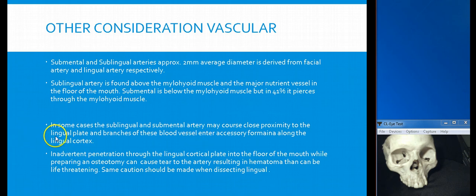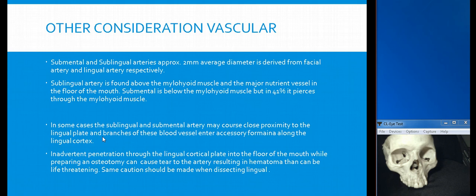You want to make sure you're not going through the lingual cortex, because either at the cortex or right next to it, you could have the submental and sublingual artery, and you can tear these arteries if you perforate the cortex. And like I said, these tend to be about 2 millimeters on average, so you have to be concerned about a quick blood loss and an expanding hematoma that could be life-threatening in the mouth. So that's the cautious part.